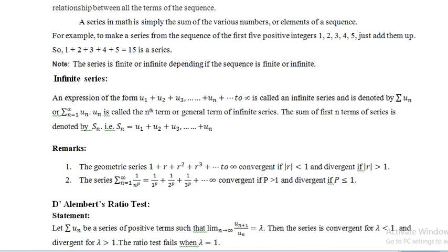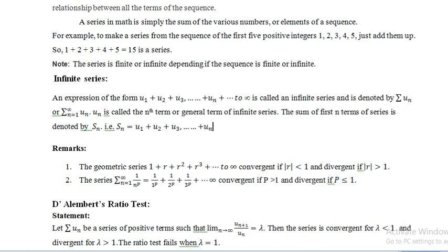Then a remark: the geometric series 1 plus r plus r square plus r cube, up to infinity. Here, if mod of r is less than 1, then it is called convergent. If mod of r is greater than 1, then it is called divergent. One more time we will repeat it: if mod of r is less than 1, convergent; if mod of r is greater than 1, divergent.